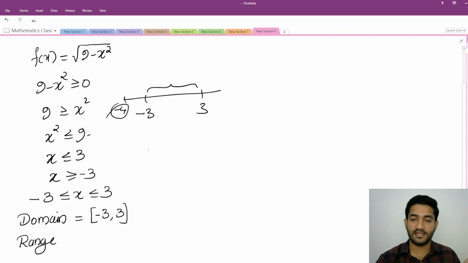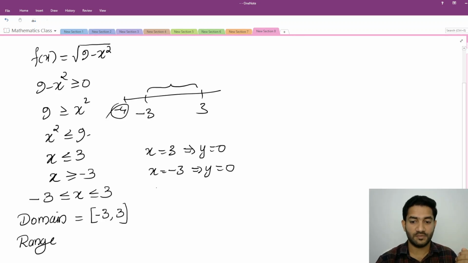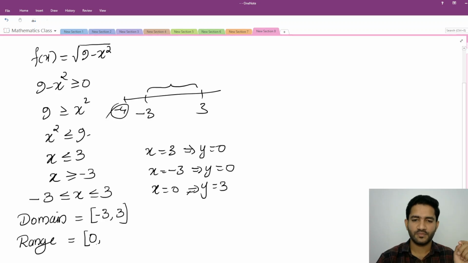If you're substituting x equal to 3, what will happen? We will get y is equal to 0. If you're substituting x equal to -3, again we will get y is equal to 0. What will happen if you are substituting x equal to 0? y should be square root of 9, so we'll get y is equal to 3. So that means the range, the minimum value of y is 0, the maximum value of y is 3. So this is the range.